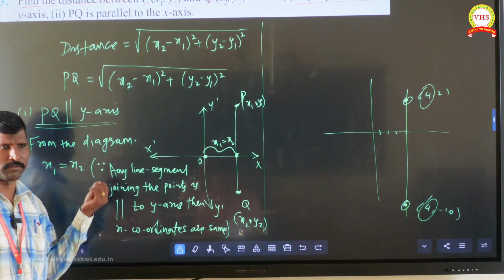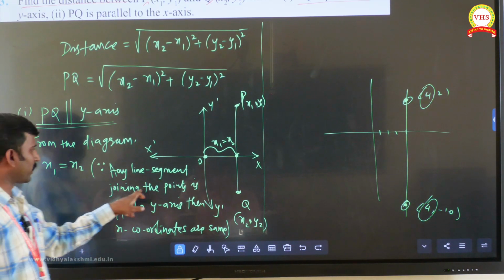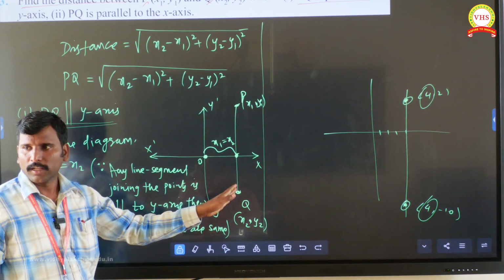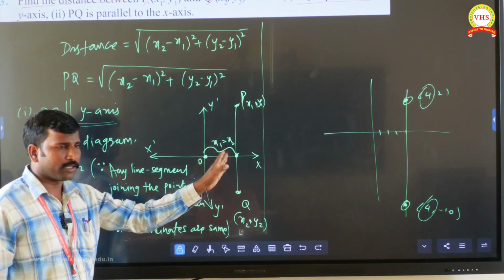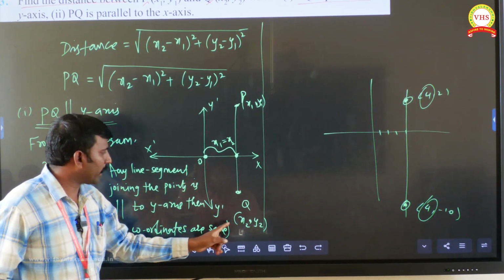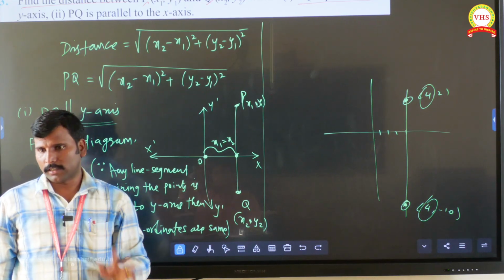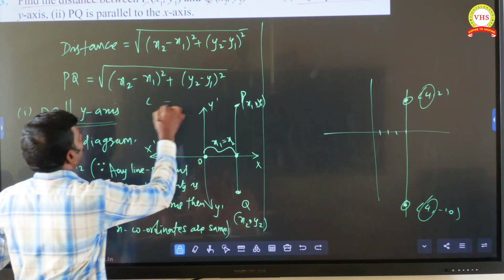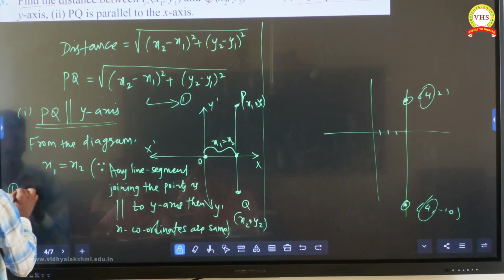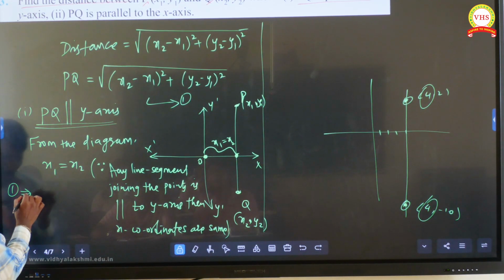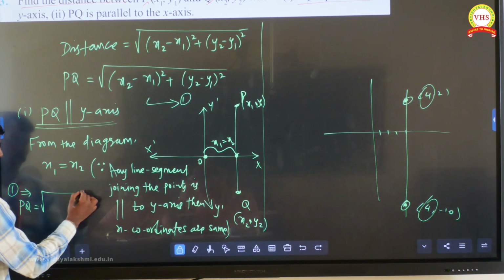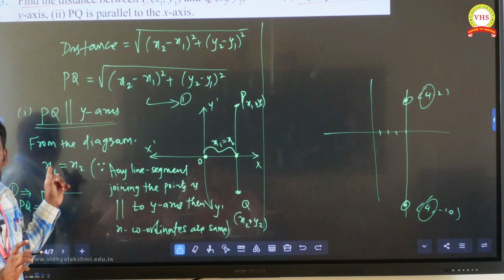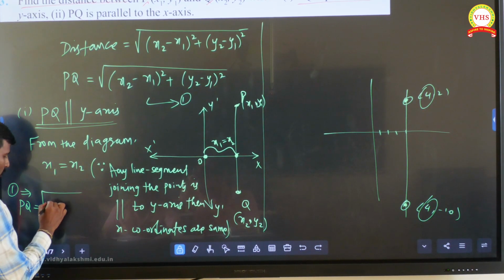Is the condition I'm telling okay? Any line segment joining the points that is parallel to the y-axis, like PQ here, will surely have the same x coordinate. So if it is the same, what will the distance become? PQ equals the square root of (x2 minus x1) squared plus the rest. Since both are equal, the subtraction gives 0.